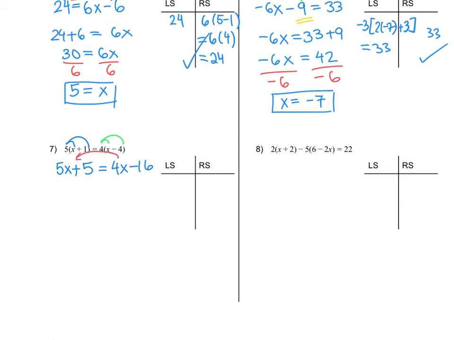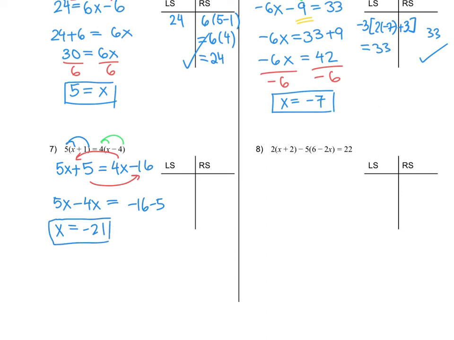When you swap, this is the swapping I'm doing. So the 4x becomes negative when it joins the 5x. The 16 stays negative, but the 5 becomes negative when it moves over. So I end up with 5 minus 4 is 1, so 1x, which is perfect. And negative 16 minus 5 is negative 21.